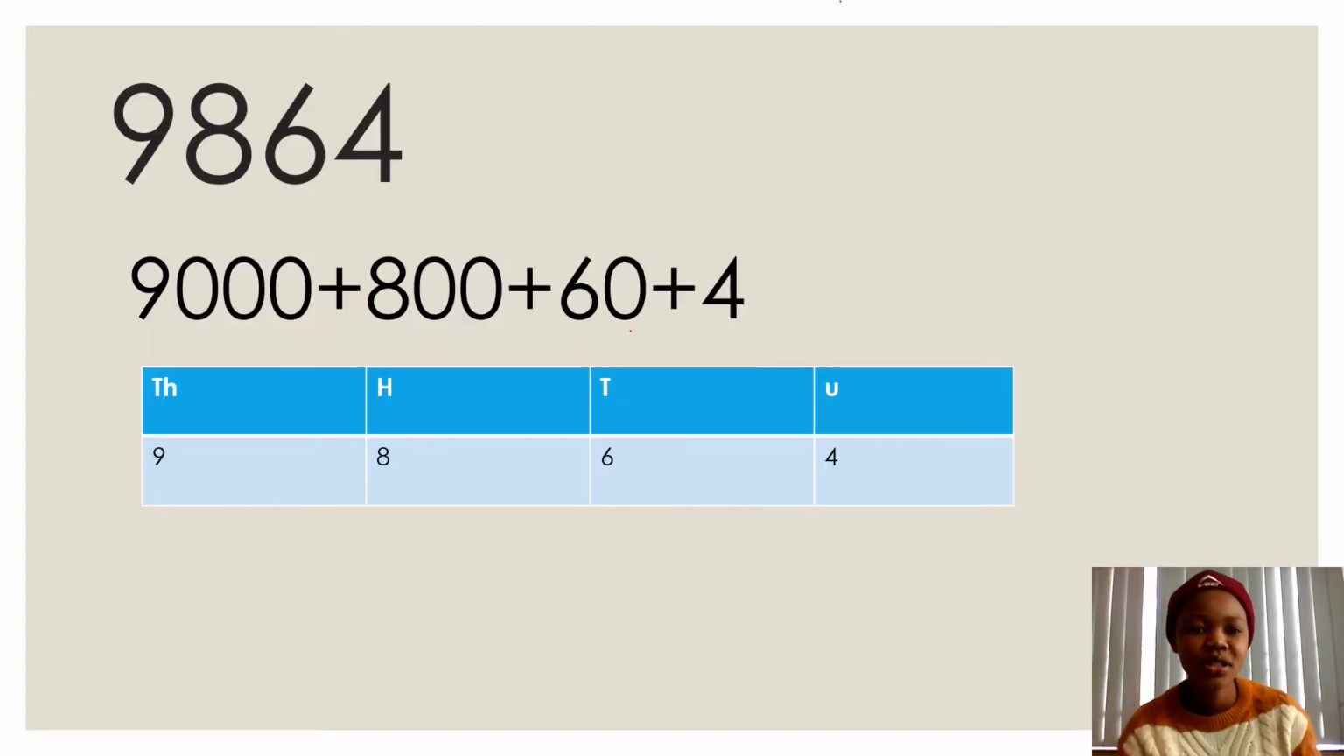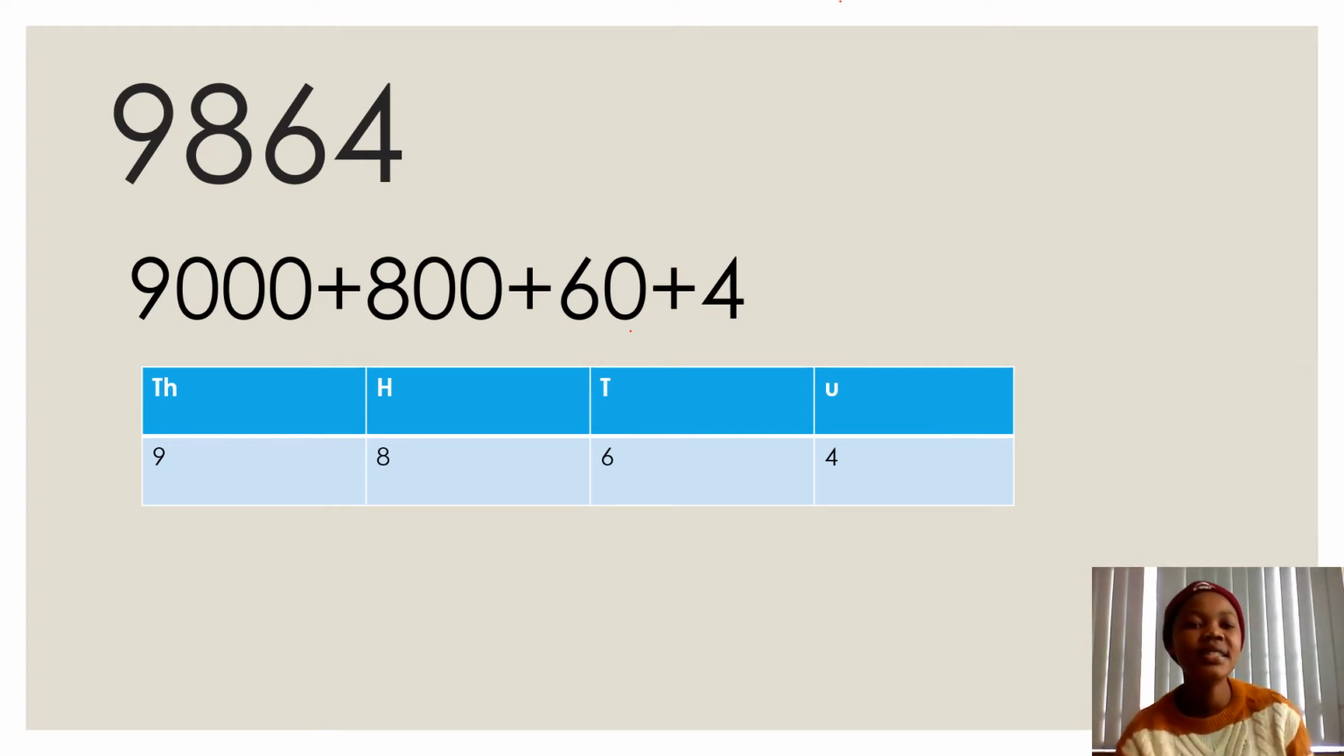We're supposed to break down 9,864 into expanded notation. We're supposed to break it down like 9,000 plus 800 plus 60 plus 4. In this case, we have 9,000, we have 800, 6 tens and 4 units.